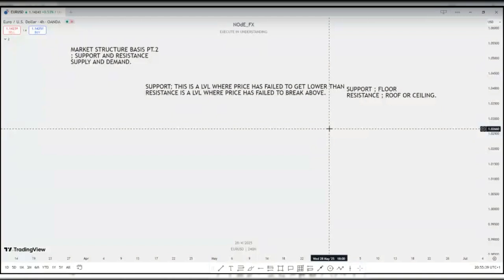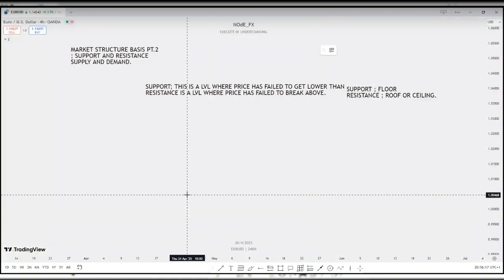When we're talking about support, this means that this is where price has been having difficulty, having failed to break lower. Follow the definition. The definition will make it easier for us to identify it when we're looking at the chart. Support is where price has failed to break lower down. Resistance is the level at which price has failed to break above. Now let's get down to the chart so you can see something.